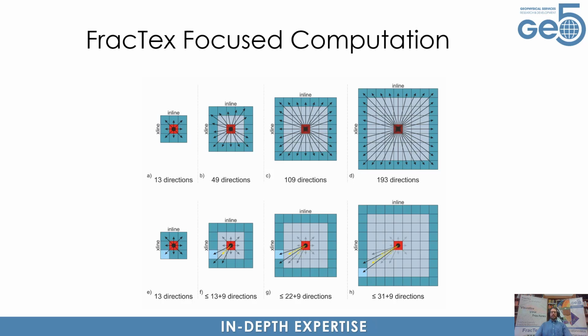The effect is even higher for, let's say, 193 directions, where we can reduce the computation to around 40 directions instead of 193, which has a great effect on the computation times.